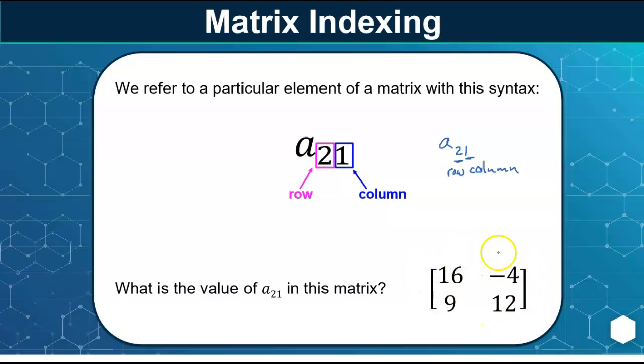So in this matrix down here, we're asking what's the value of A21? We can number the rows 1, 2. We can number the columns 1, 2. And here's our row. That's our first element, row 2. Our second element tells us the column. This is column 1. So if we circle row 2 and we circle column 1, you can see where they intersect is right here. So the value of A21 in this case is 9.